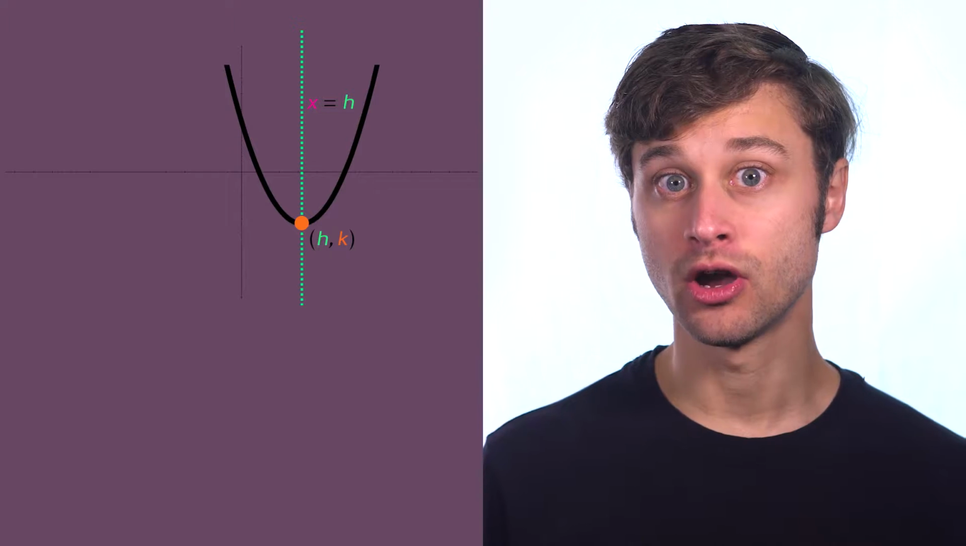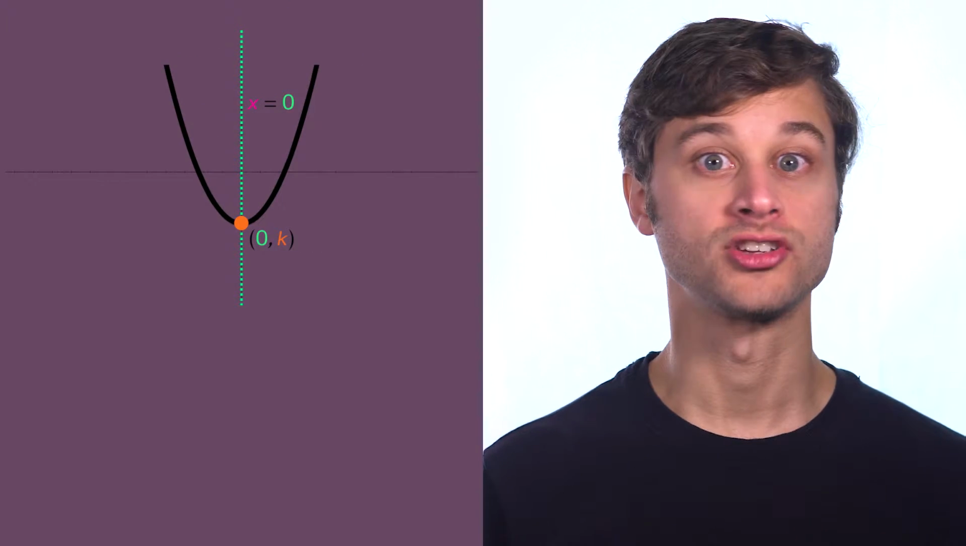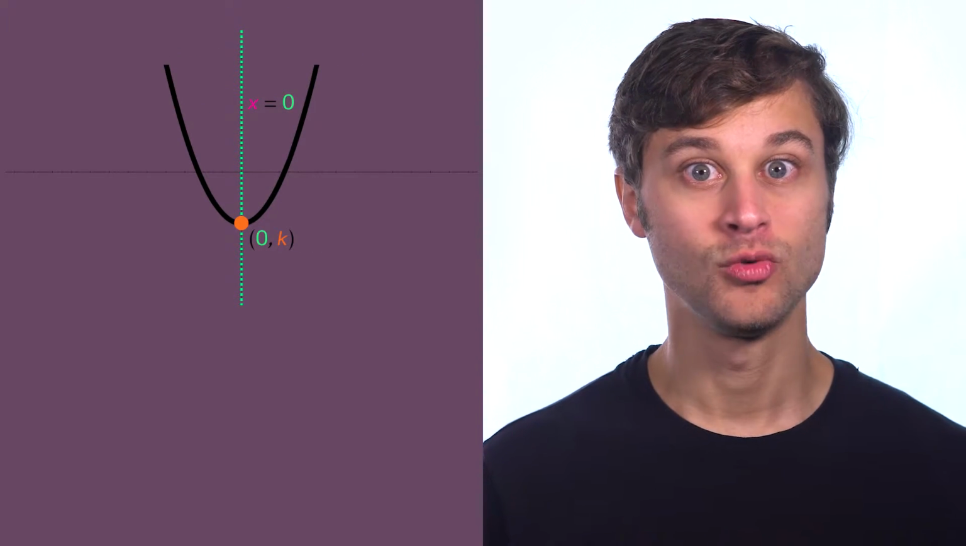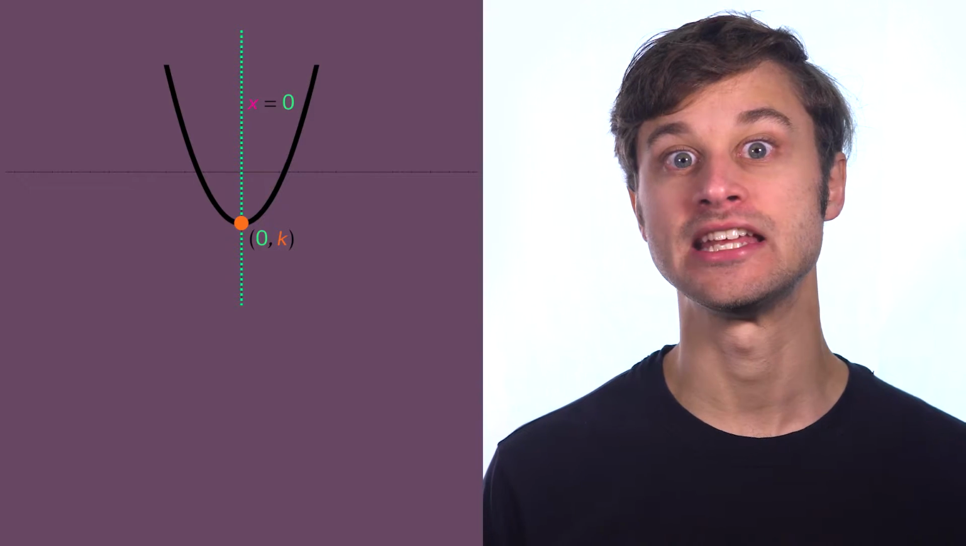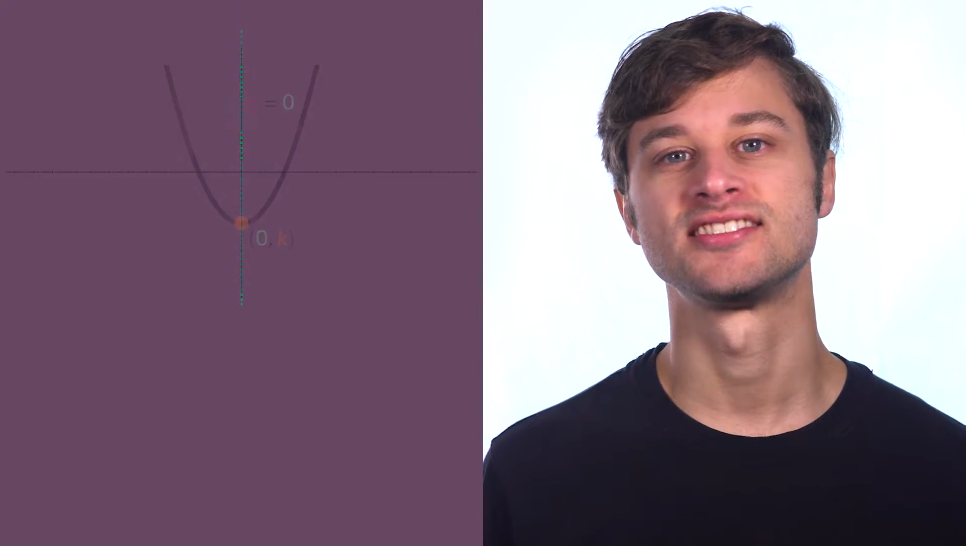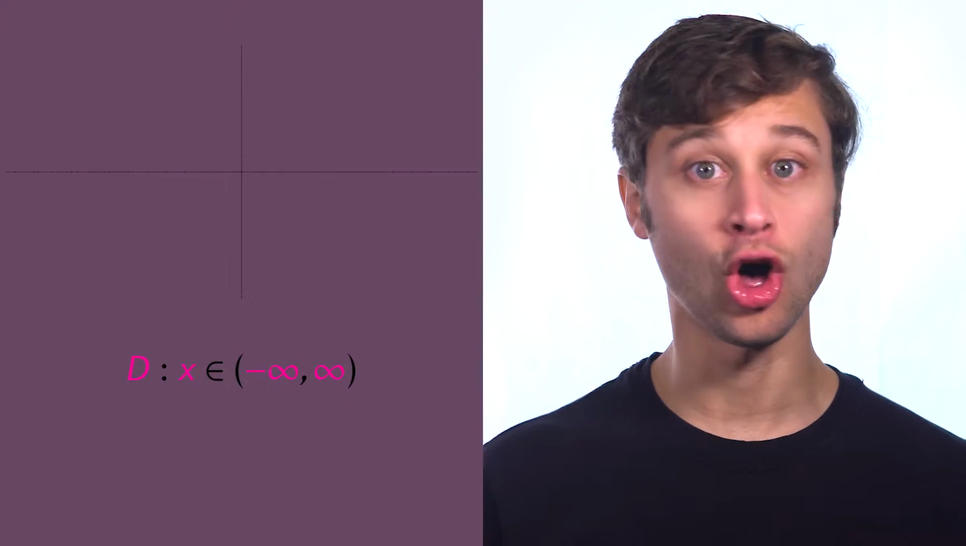If h is equal to 0, then the parabola is symmetric across the y-axis, which then we can say that the function is even. The vertex is an extrema of the function, which means that it either forms a maximum or a minimum on the graph. The domain of these functions is easy. It's just all real numbers.